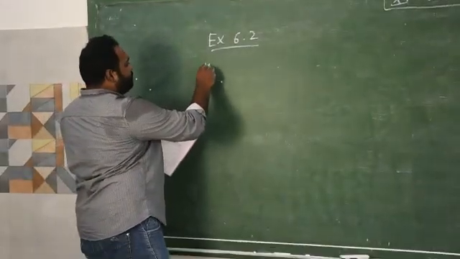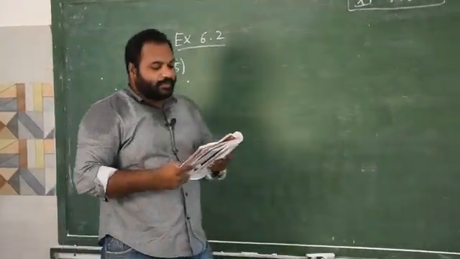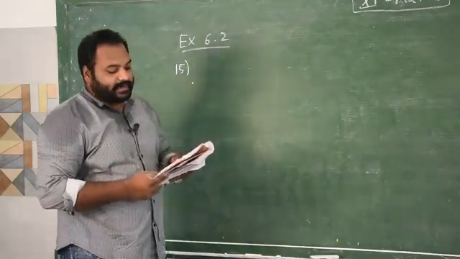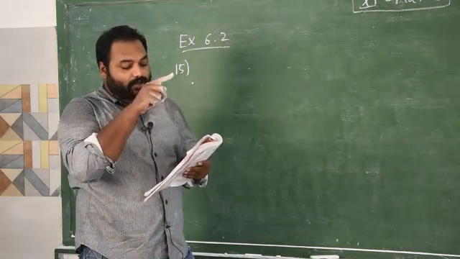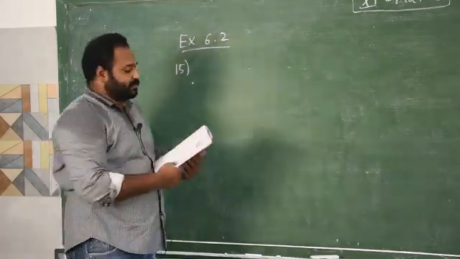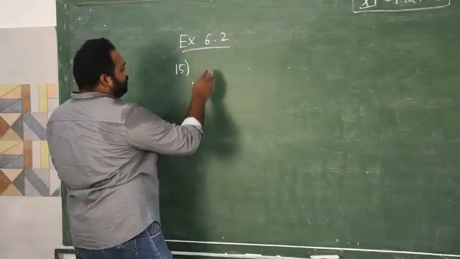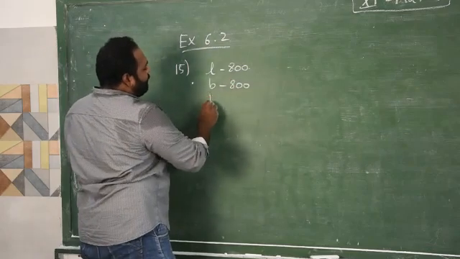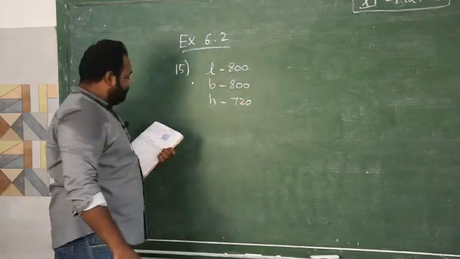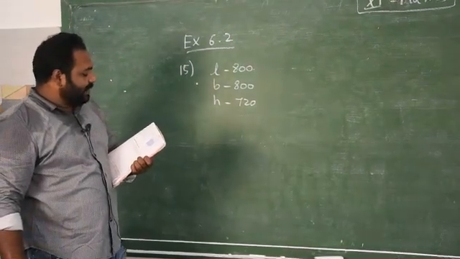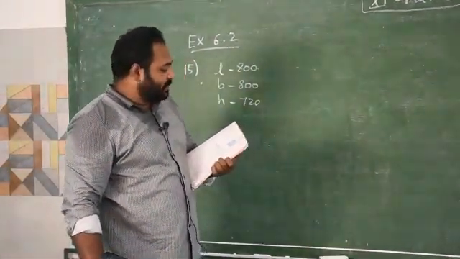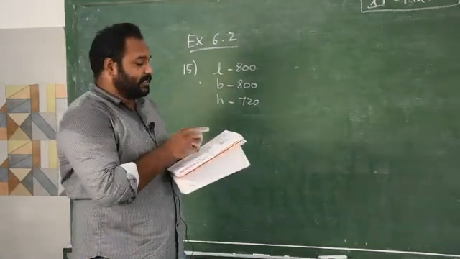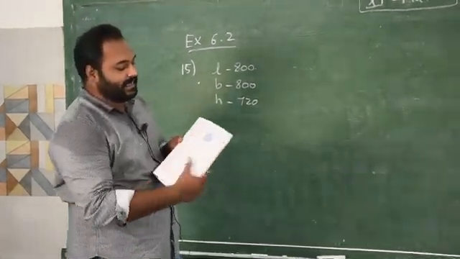Next, question number 15. In a shopping mall, there is a hall of cuboid shape with the dimensions 800 into 800 into 720. So here the cuboid shape hall is given, and the dimensions are also given. I am going to consider length 800, breadth 800, height 720. They need to add a facility of escalator along the path shown by the dotted line in the figure. The diagram is given in the book clearly. You just take a note and see the diagram.